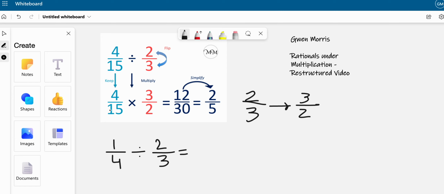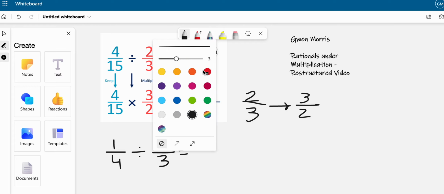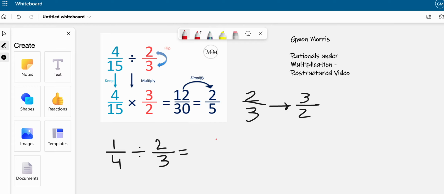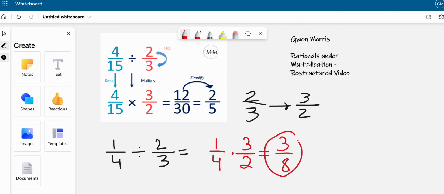All right, so now I have this problem here. I'll change my color. Now it's going to be equal to 1/4 times the reciprocal of 2/3, which is 3/2. Now this is just like a regular multiplication of fractions problem, so I'm just going to multiply across the top. 1 times 3 equals 3. Then I have 4 times 2 equals 8. No need to simplify. And I have my answer, which is 3/8.